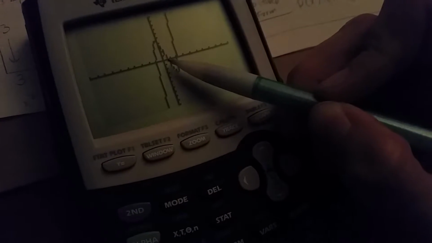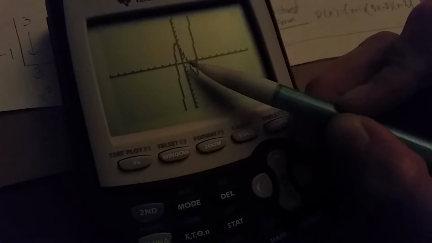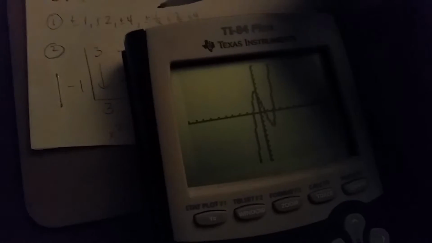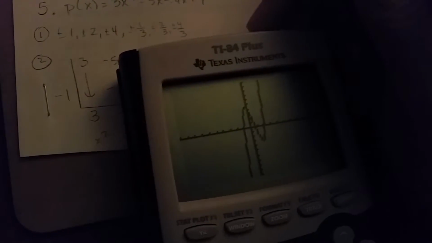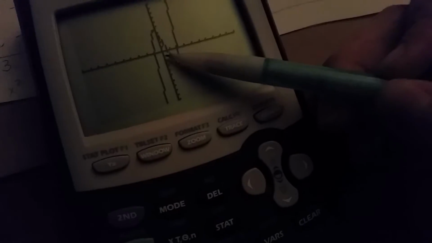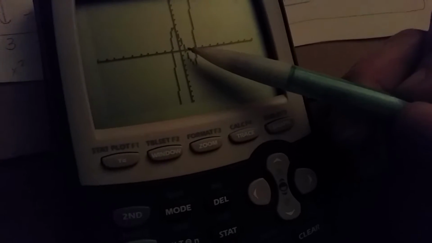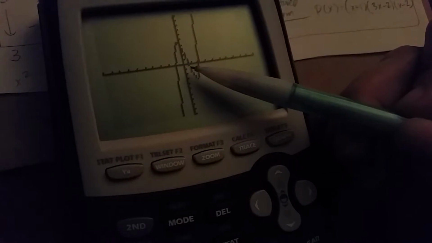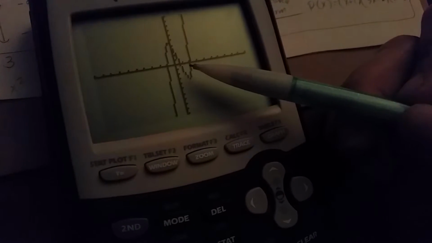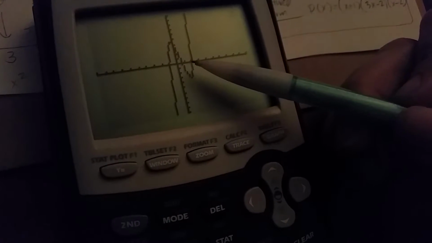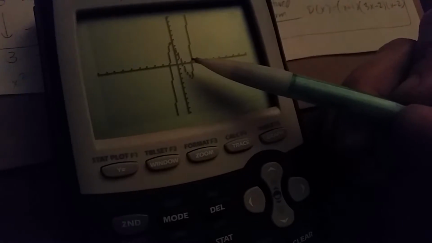Now, you might think that that's 1/2, but go back to your list. Okay, your possibilities are 1/3, 2/3, and 4/3. So this looks like it could be 2/3 here. Okay, and then that looks like it's really close to 2. Okay, so we can check using synthetic division.